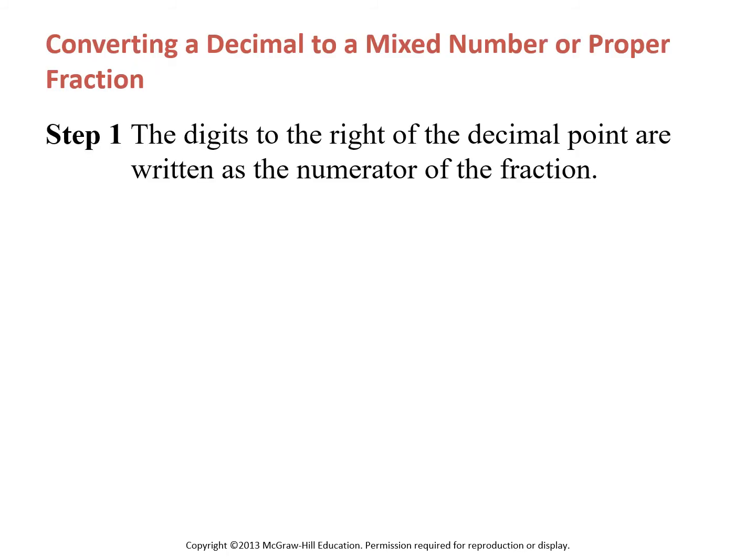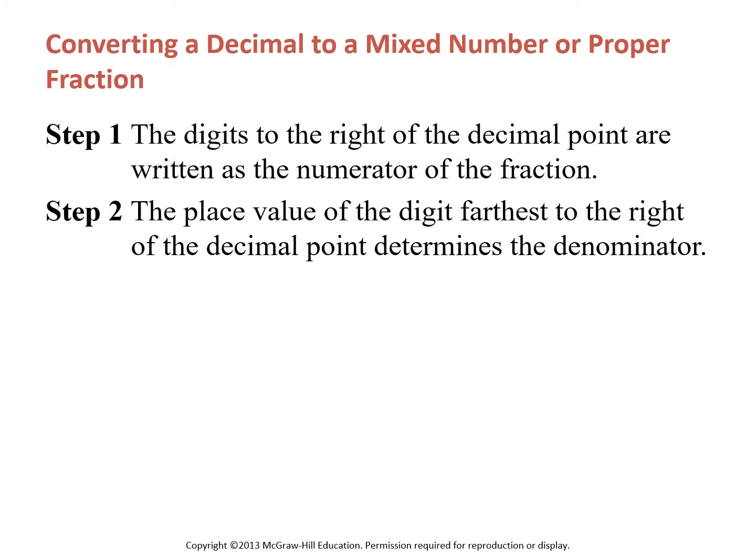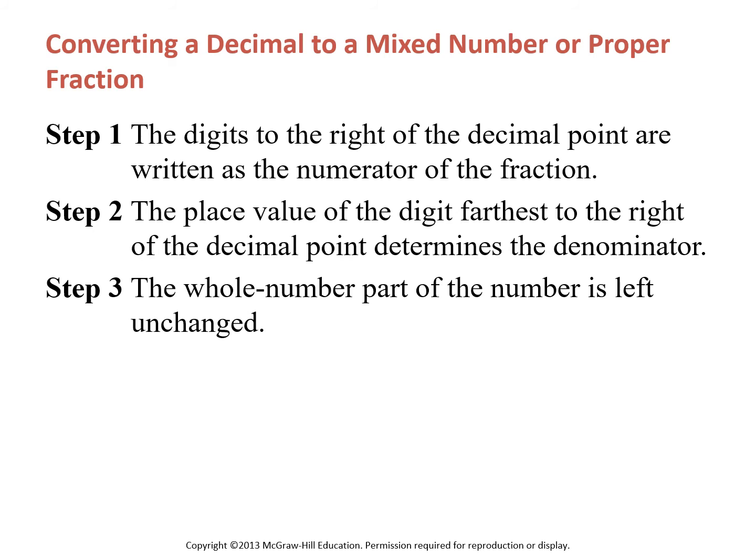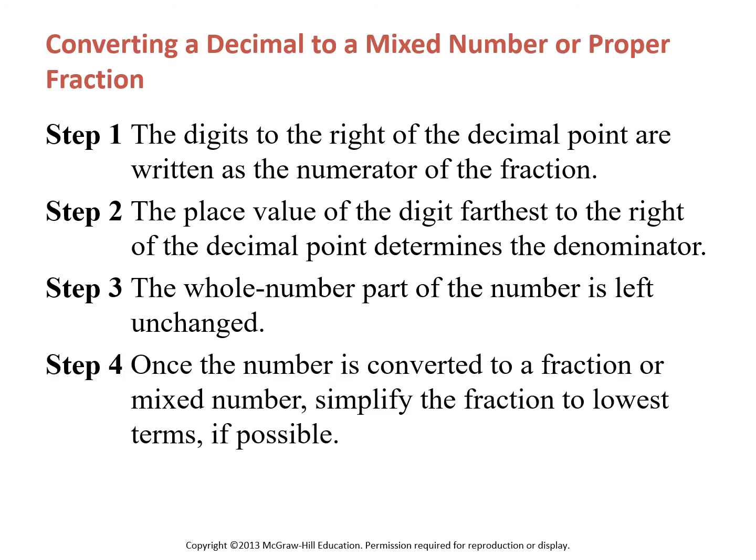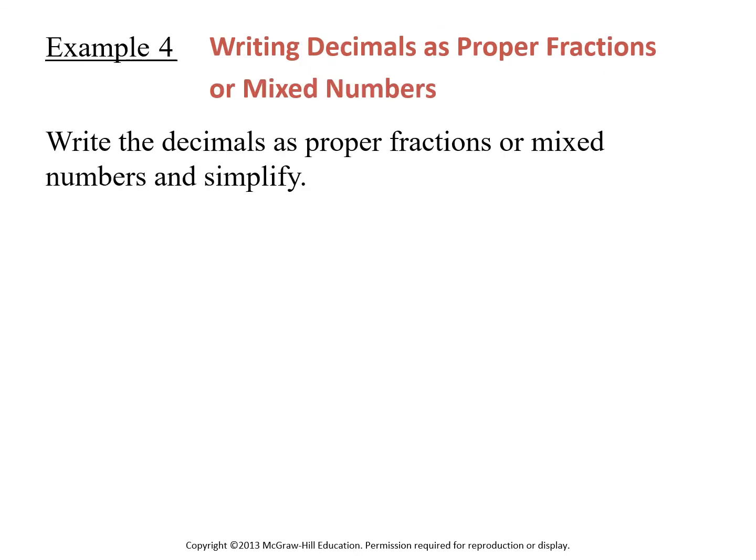So when we convert a decimal to a mixed number or a proper fraction, the digits to the right of the decimal point are going to be written as the numerator, and the place value of the digit farthest to the right is going to be the denominator. The whole number on the left is going to be unchanged. And once we convert it to a fraction, we would simplify the fraction possibly. So here we have 847 thousandths.